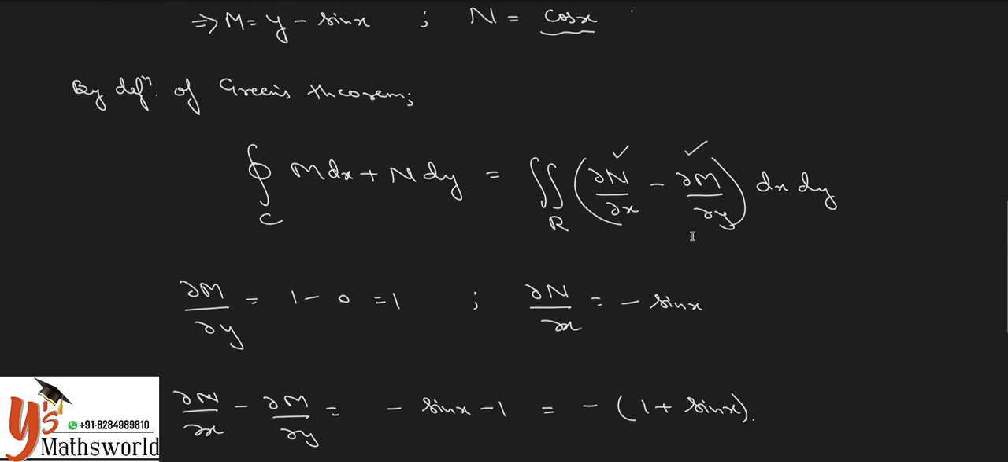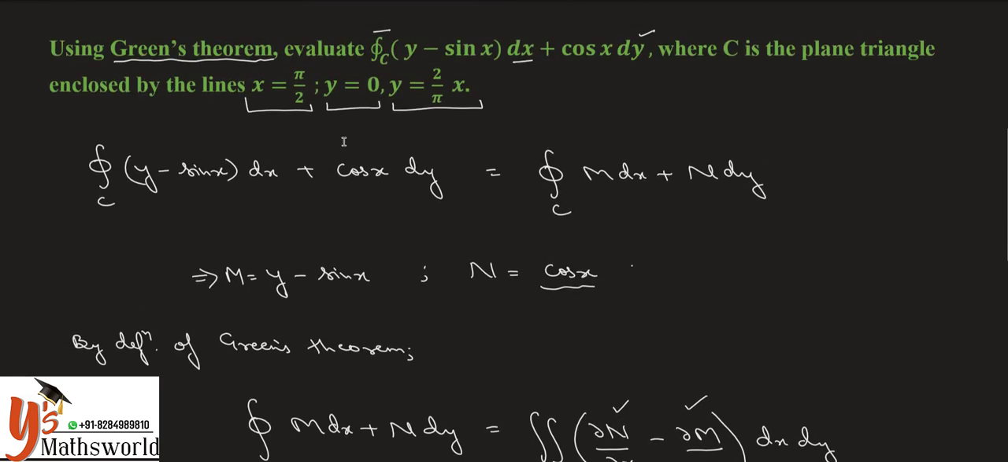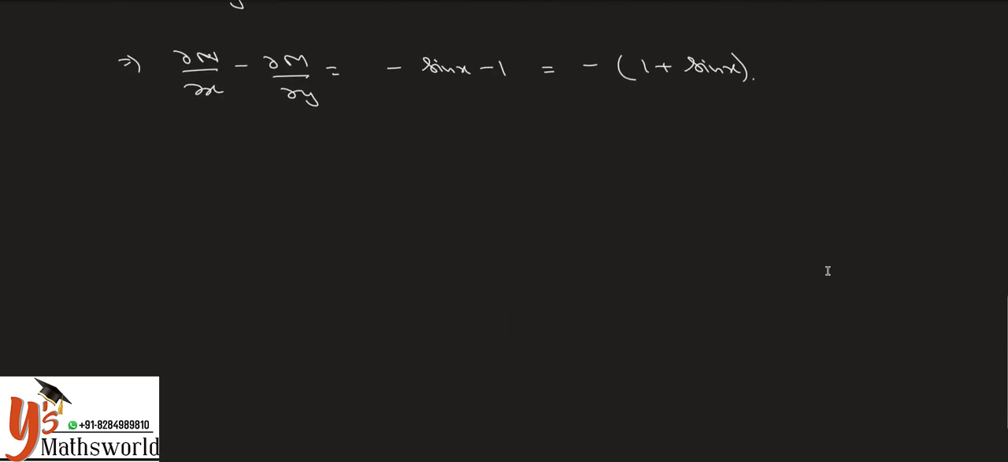Okay, now about the double integral. For the double integral we need the area. Now we have been given three lines, x equal to pi by 2, y equal to 0 and y equal to 2 by pi x. Now we have to find the limits. So for finding the limits, first of all we plot the diagram.